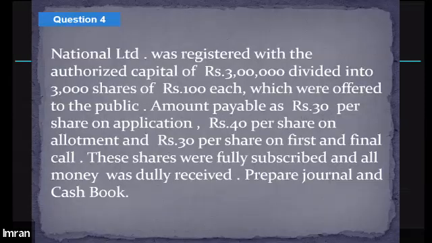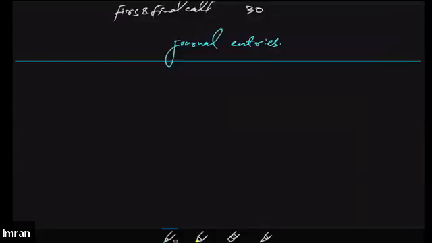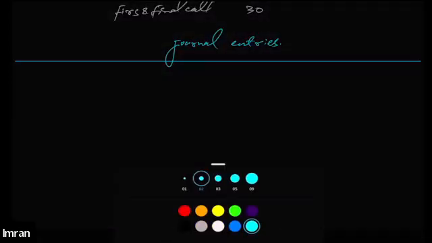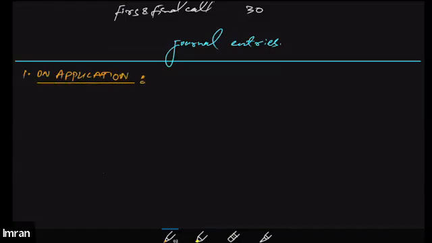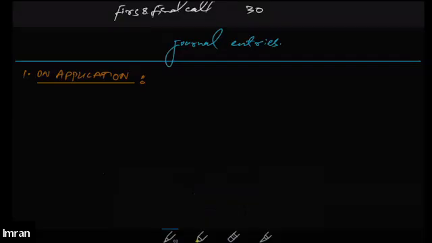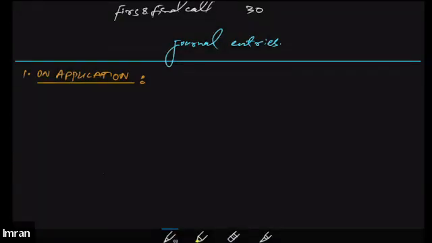So the question says that we have issued 3,000 shares on which we will be receiving 30 on application. So the first journal entry will be for application. On application, what journal entry will we be doing? Tell me anyone, what will be the journal entry for the application?